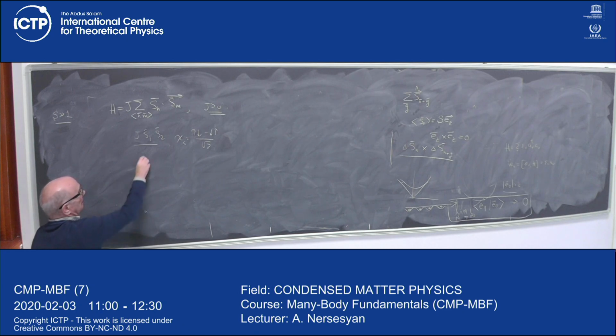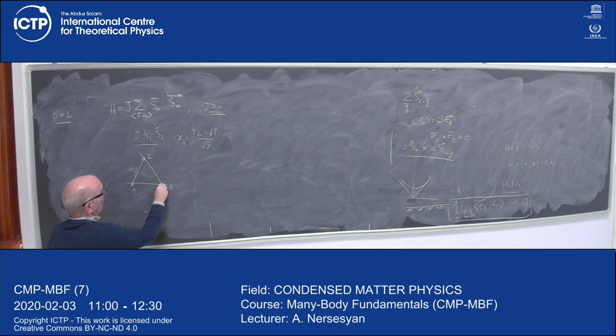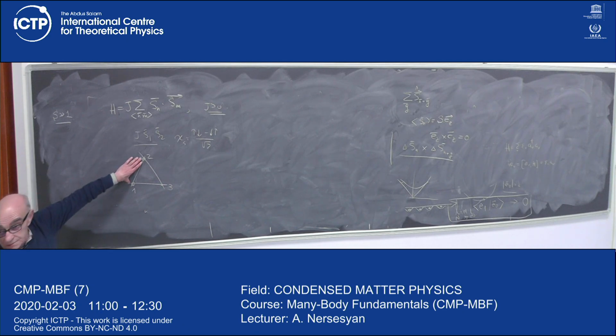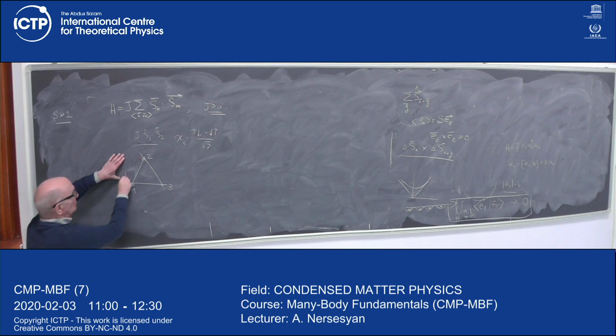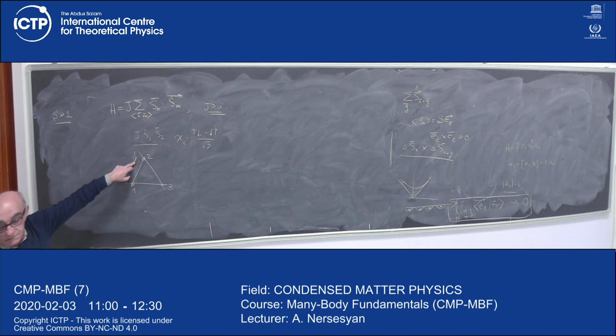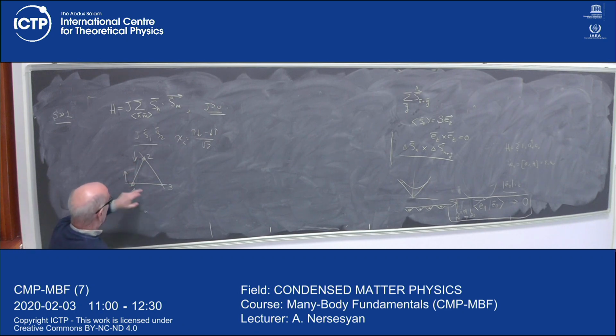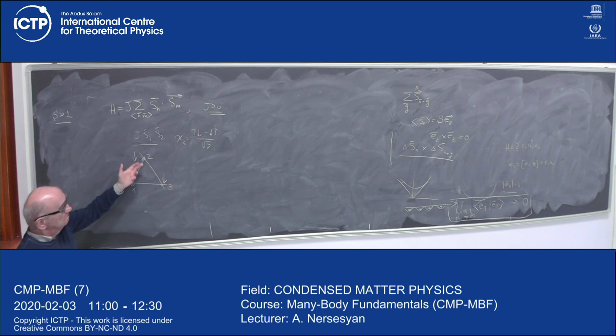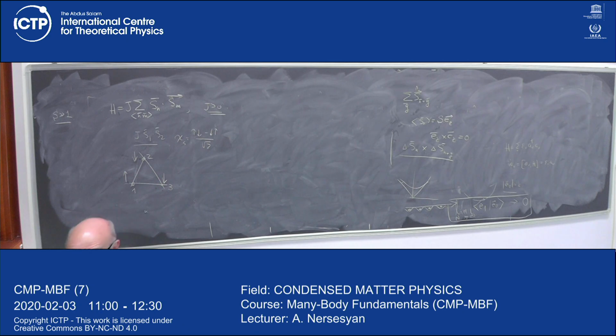Now imagine that your lattice is a triangle. 1, 2, 3. You take a pair 1 and 2, and you build up a state. Suppose you put up here, then you put down here. You take a pair 1 and 3. You took up here and put down here. You took 2 and 3, you see, the two are parallel instead of being antiparallel. And this phenomenon is called frustration.